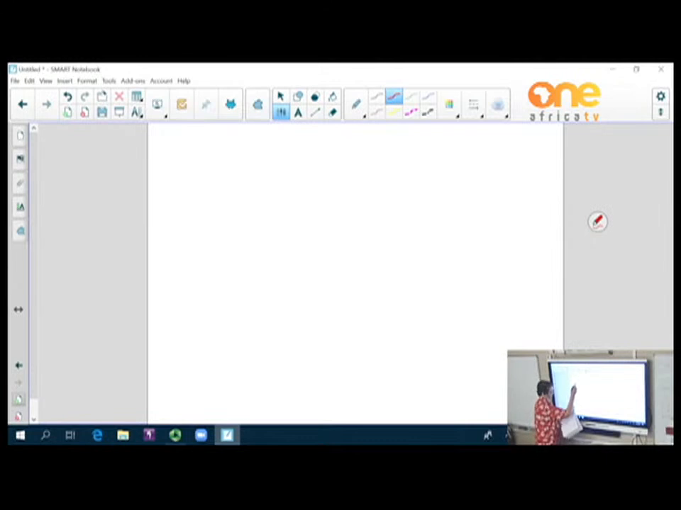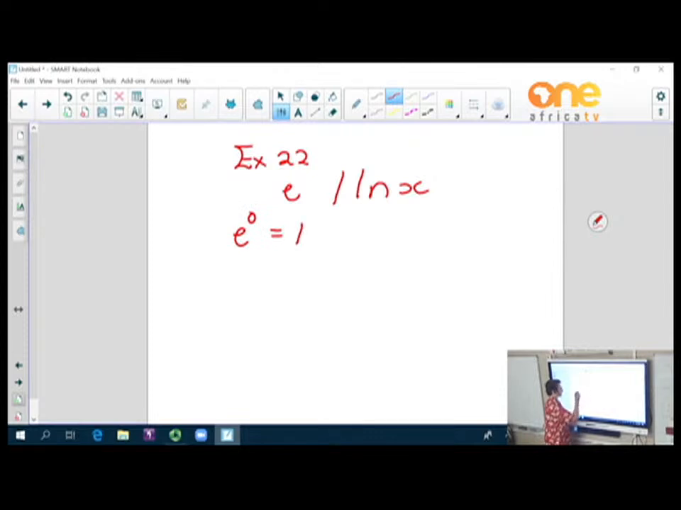So this was now just the graphs here. Exercise 22. Before we start with exercise 22, we're going to look at e and ln x. Now, if you look on your calculator, you will see that you have those functions e and ln x. So, for instance, e to the power of 0 is 1, because anything to the power of 0 is 1. Then we can have e to the power of 1.